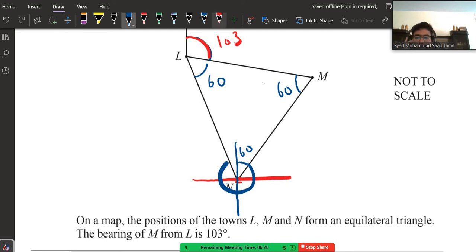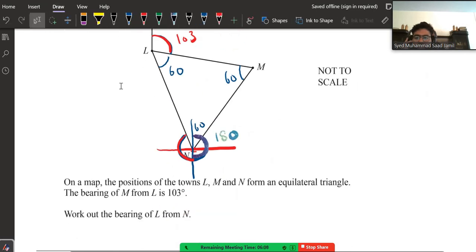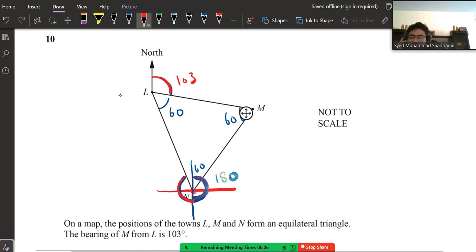Now, as you can see, this part is half a circle, so this part is going to be 180 degrees. Now we have to answer the question, how much is this? So if you just look at this shape, it's a shape like this. Alright, this is L and this side is N.